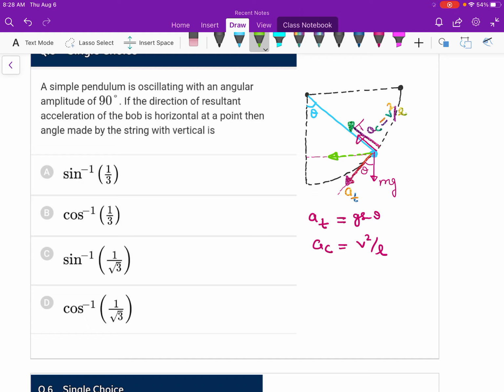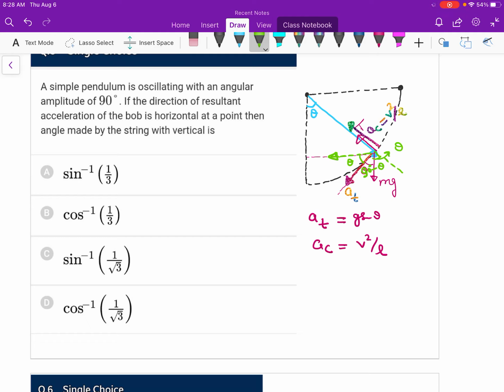Okay, so this is theta, this is 90 minus theta, this is theta. So mg sine theta, this is theta. Okay, this is actually 90 minus theta. All right, this angle is theta. So net acceleration is at an angle theta along the horizontal.